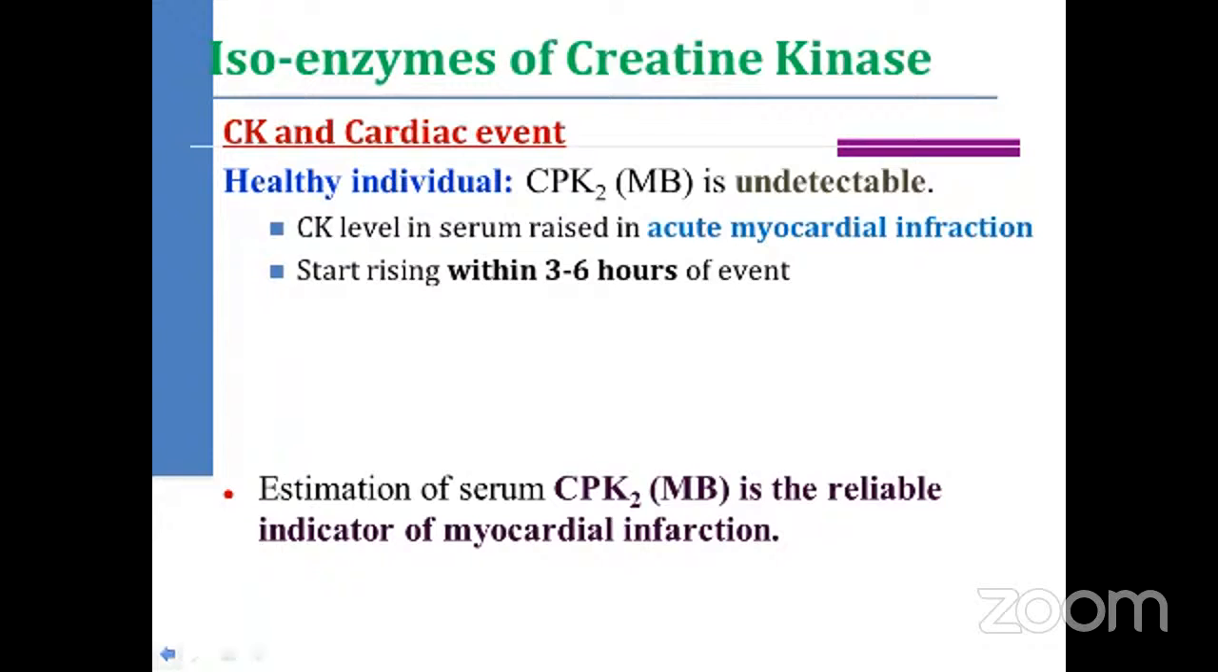So the isoenzyme form of creatine phosphokinase, CKMB, is normally not detectable, but the levels are increased in case of myocardial infarction, and the levels increase within 3 to 6 hours of the event. And this is a very reliable indicator when compared to the other markers. It is a reliable marker for the diagnosis of myocardial infarction.